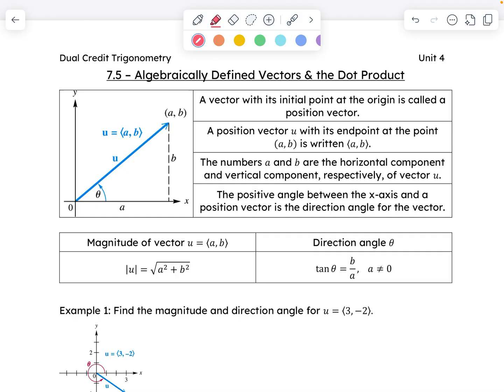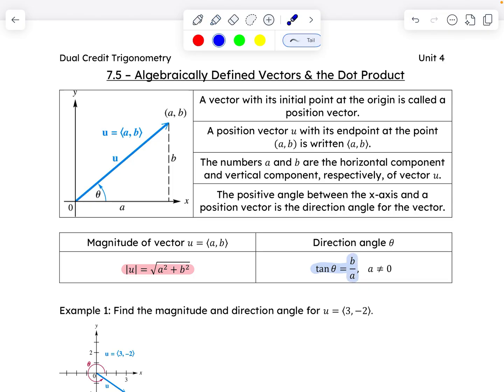So to find the magnitude of the vector, remember the magnitude is like the length of the vector, we use this formula right here. The magnitude is equal to the square root of a squared plus b squared. That looks pretty familiar because it looks kind of like the Pythagorean theorem, also something we've been doing all semester long. And then to find our direction angle, we have the tangent of theta is equal to b over a.